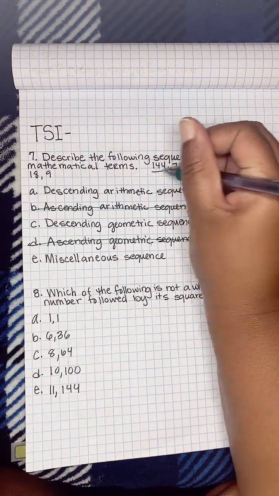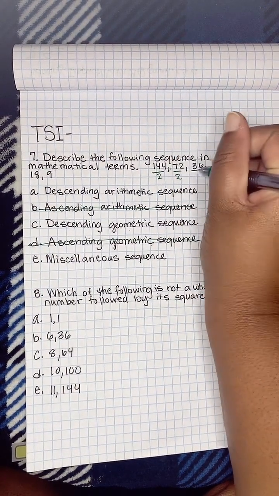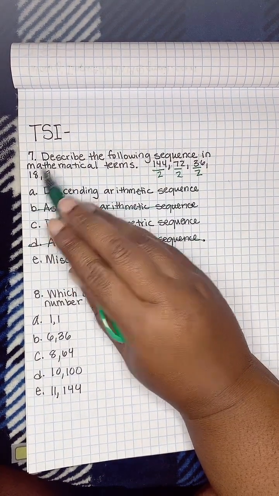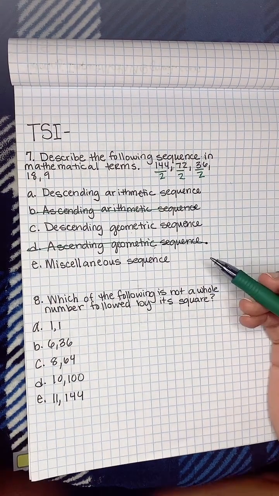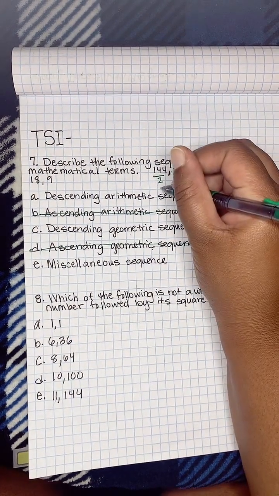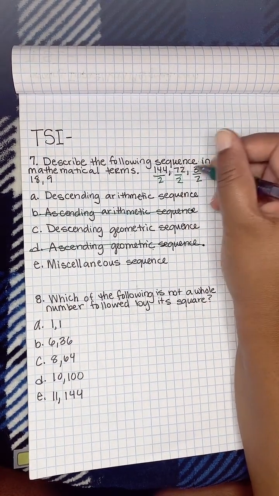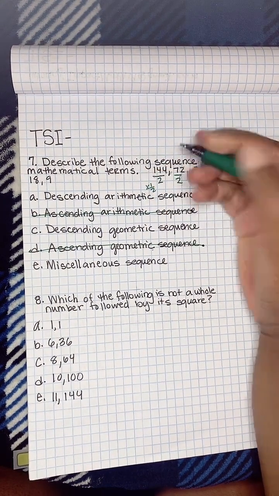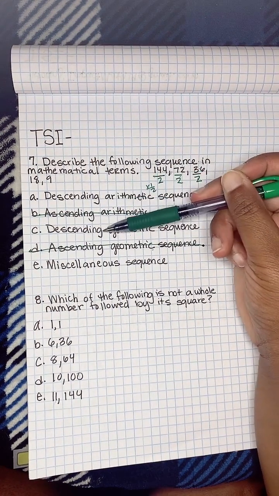So by a half, is that what's happening? If I divide this by 2, divide this by 2, divide this by 2. Yes, half of 36 is 18. Half of 18 is 9. Good. So if we're dividing by 2, or some people would say multiplying by half, is it A or is it C?